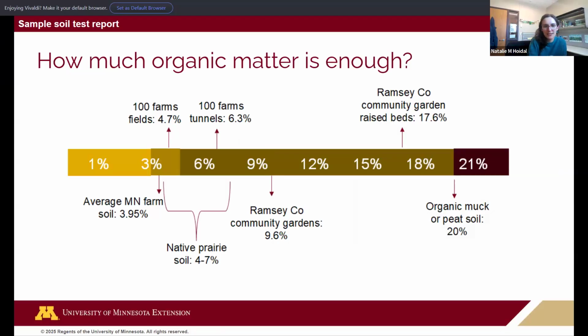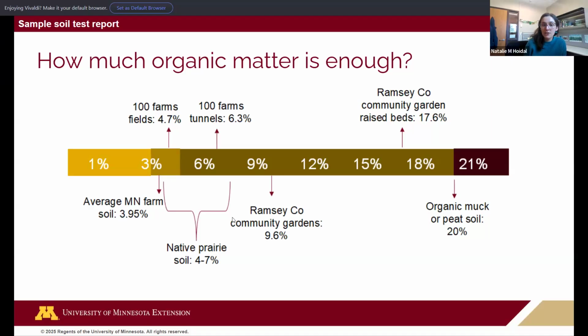Organic matter in Minnesota soils can be as low as 1 or less, up to maybe 20-ish% in extreme cases. So low 1 to 3. The average Minnesota farm soil, based on samples submitted to the soil lab at the University of Minnesota, is about 3.95%. If we look at vegetable farms from our 100 farm study, organic matter was about 4.7% on vegetable farms. These farms are smaller, they can be managed more intensively with more inputs.